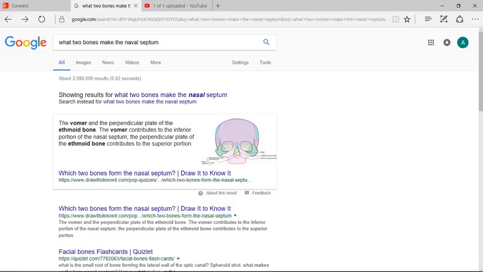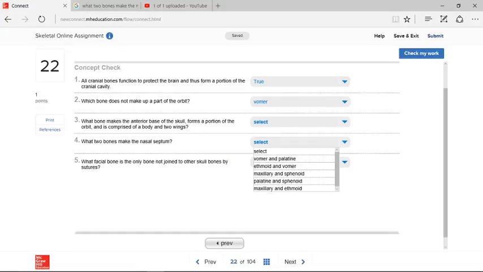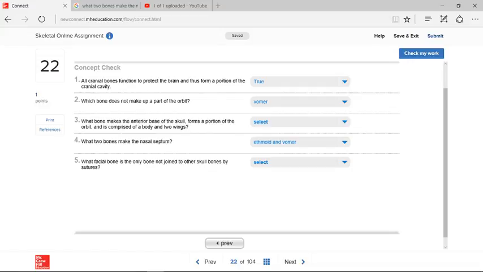Inferior means below. If I were to give an example, I would say my eyes are inferior to my frontal bone, right? My frontal bone is above my eyes, so the eyes are inferior to the frontal bone, right? And let's see. What two bones? It's the vomer and the ethmoid bone. I'm coming back to that one. Don't worry. I'm coming back for you.